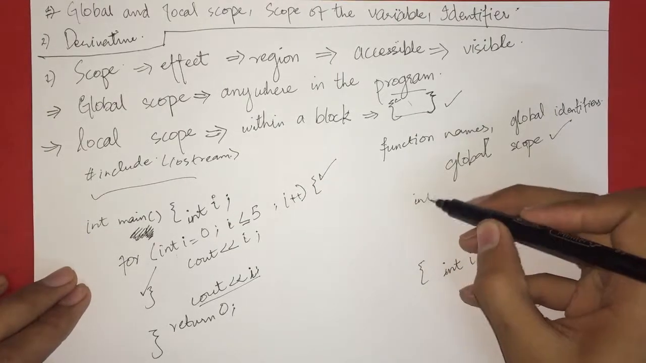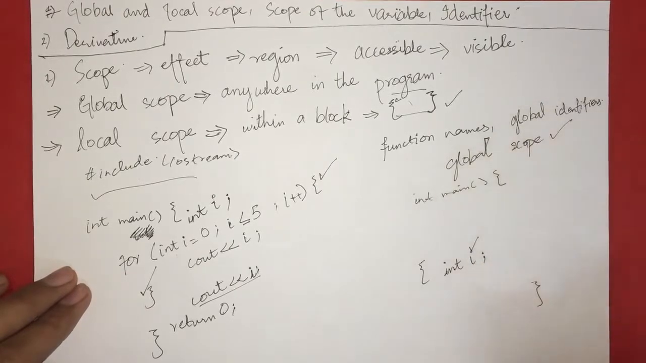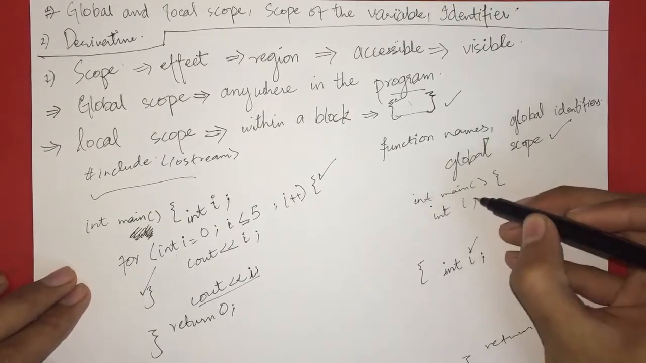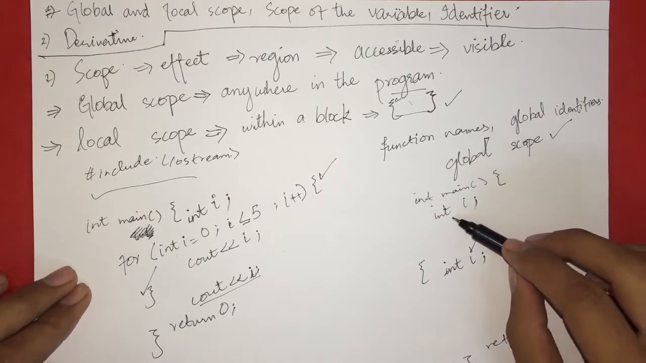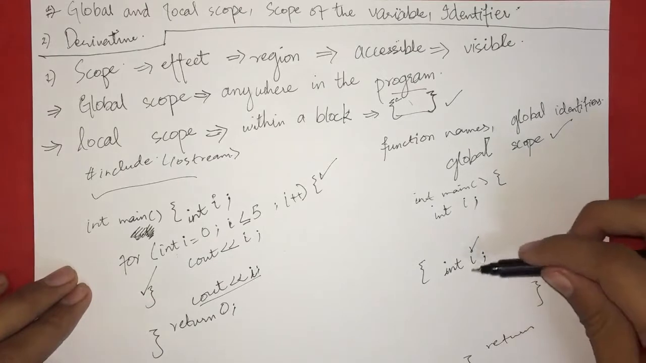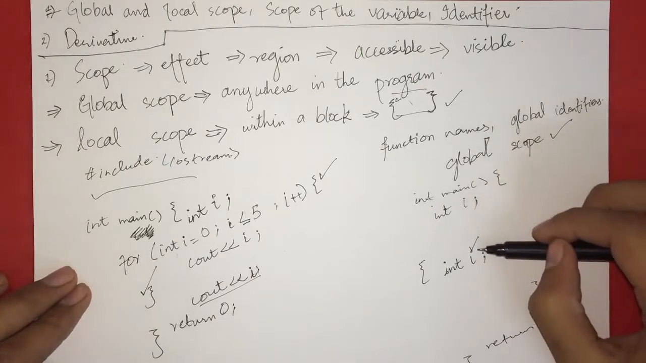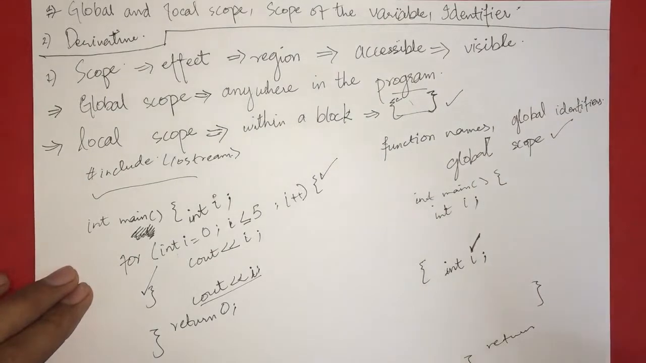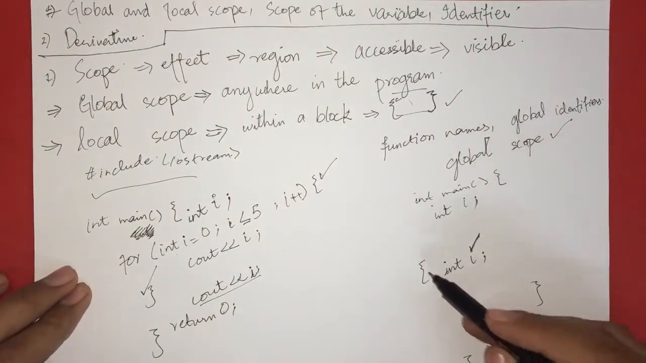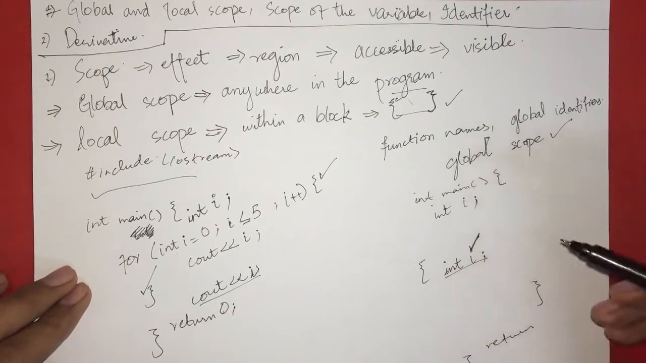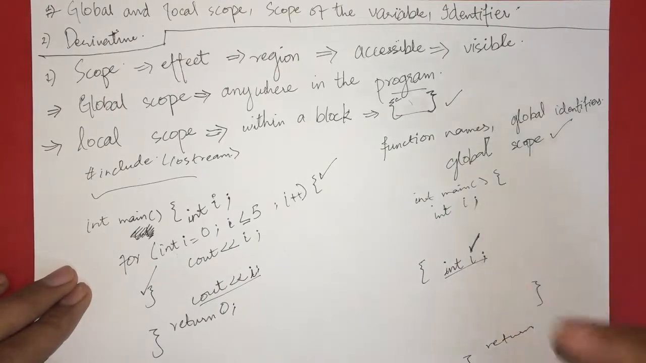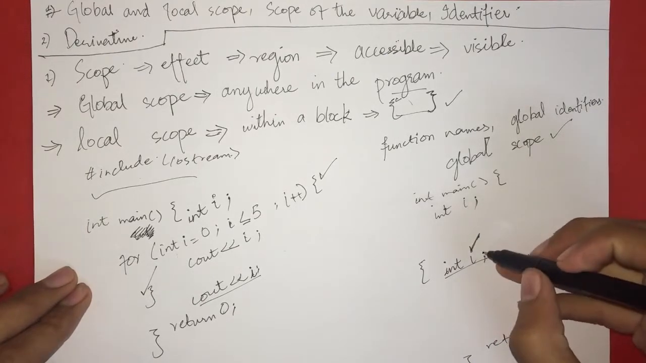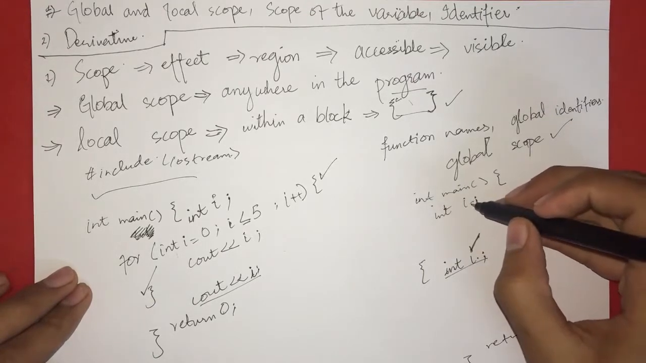At the top, after your int main, you have another identifier named int I. So right now you cannot use this identifier inside your program, because these two identifiers have the same identity. In this block, this local identifier has more effect and is more accessible than your global identifier. So whenever you use the value of this identifier, it's going to give you the value of this local identifier rather than the value of your global identifier.